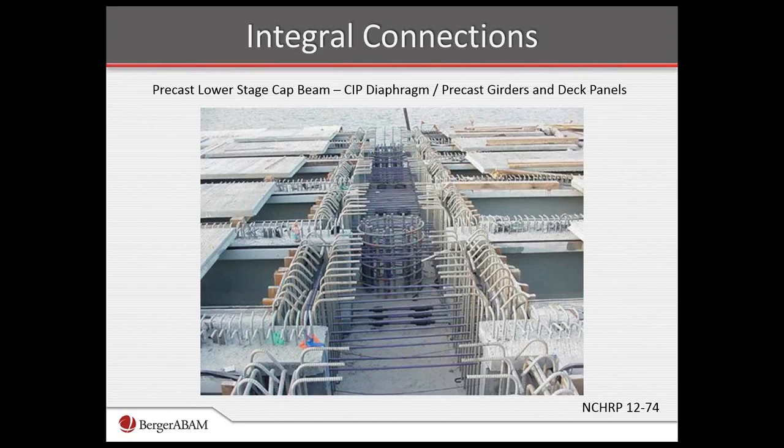This was on the Dumbarton Bridge in the San Francisco area, where this is a capacity-protected connection. We've got continuity of steel across from the girders, the base, and at the top. That steel's not been placed quite yet. You see the precast panels to the side. This was a kind of a tub beam that then was filled with concrete. The plastic hinging zone would be below this cap in the columns. You can see the column cages as they extend into this connection to the cap beam.